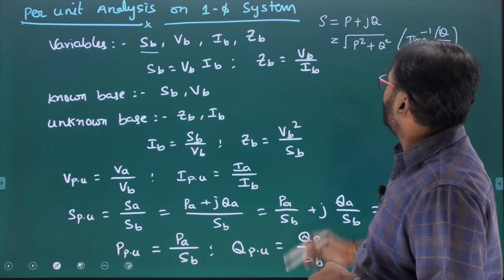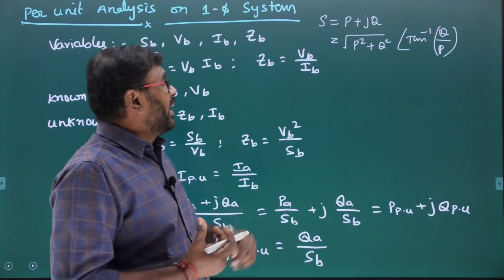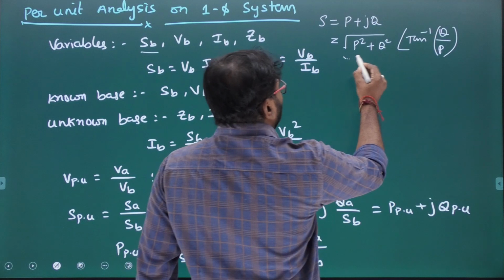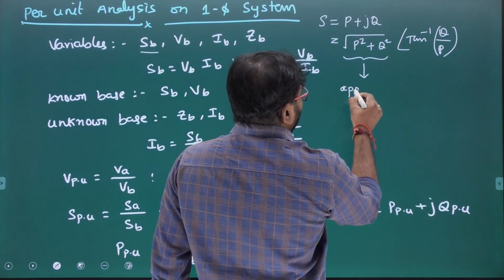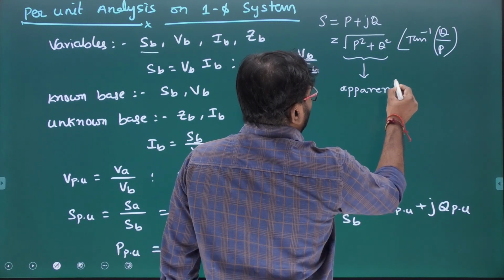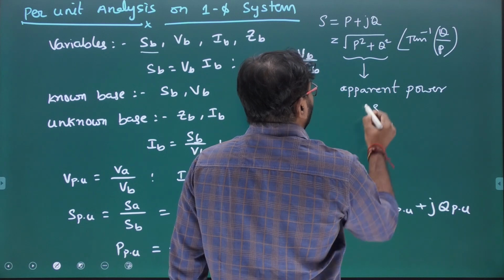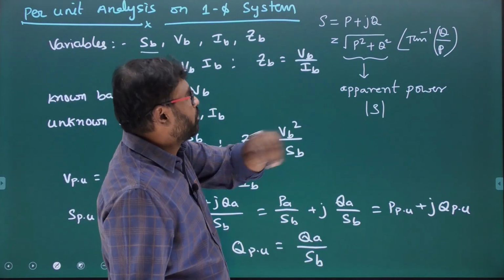Correct or not? This is how we can convert S into polar form. Simple complex number. So, a complex number having a magnitude and phase angle. But the magnitude of the complex number, this is a magnitude. This is called apparent power. Correct or not? Apparent power. So, that is simply magnitude of S. Okay. So, this is called apparent power.